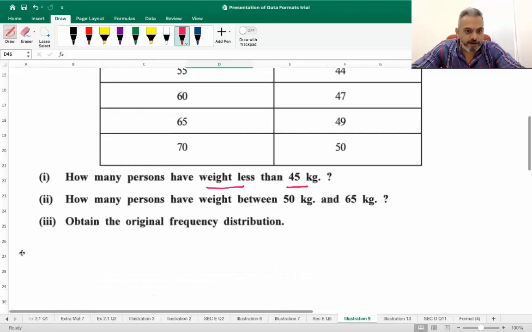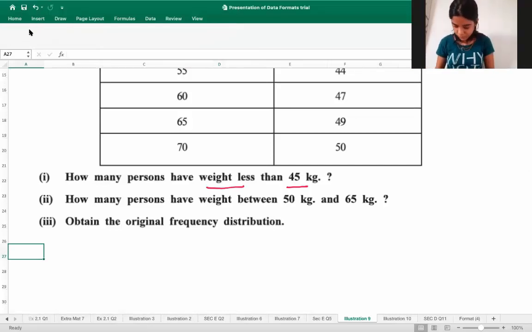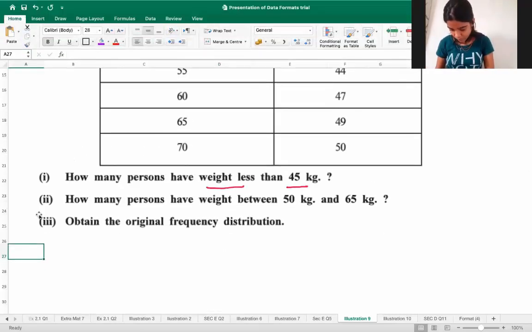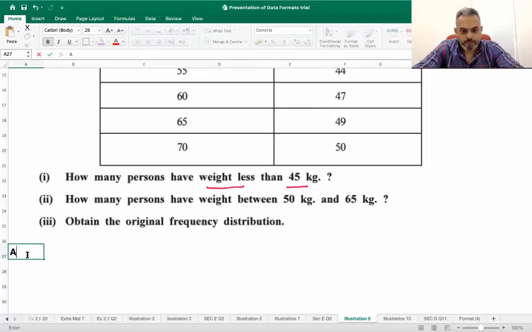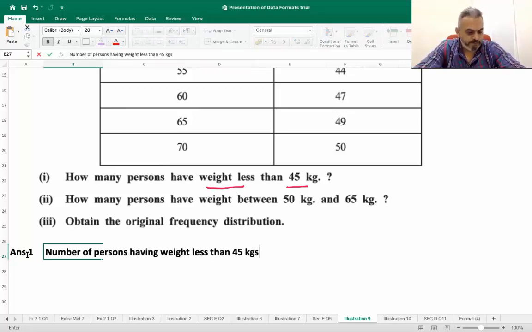So let's write the answer to the first one. Number of persons having weight less than 45 kgs is equal to 30 persons, from the table.